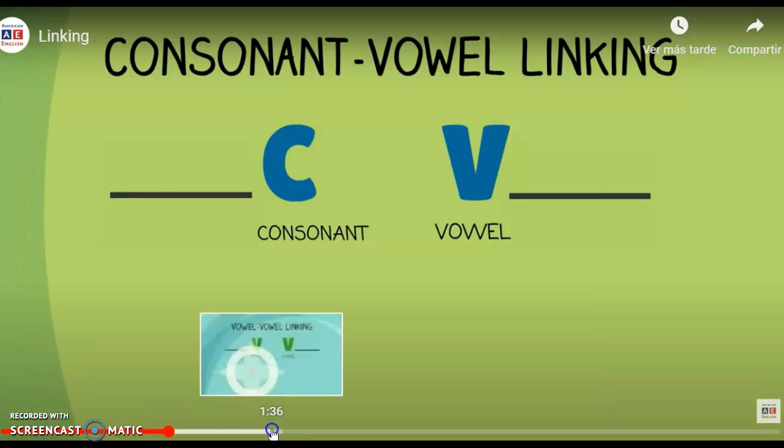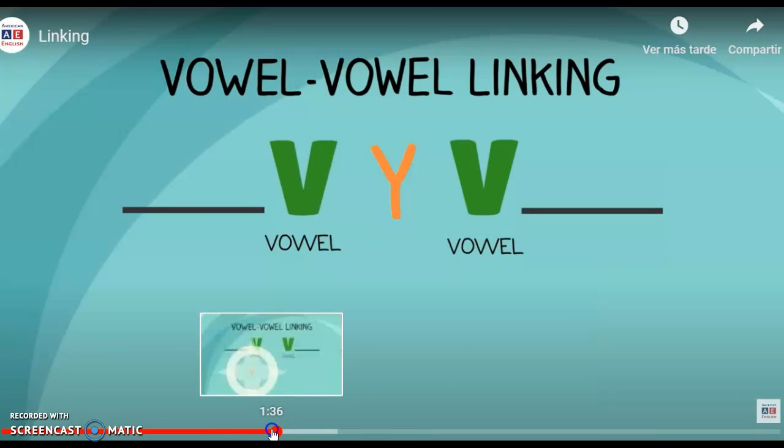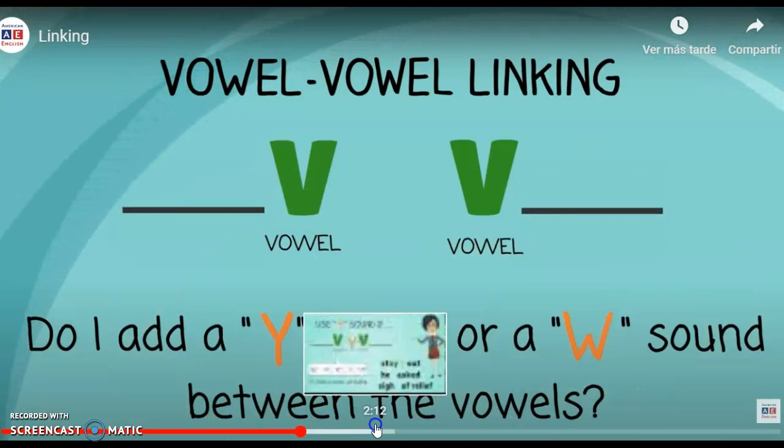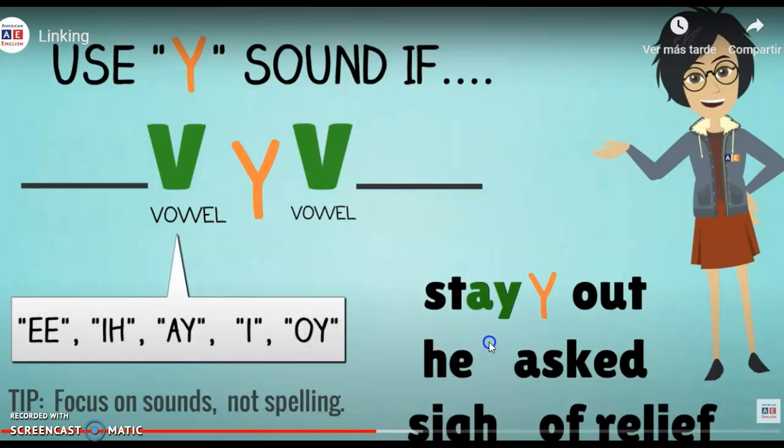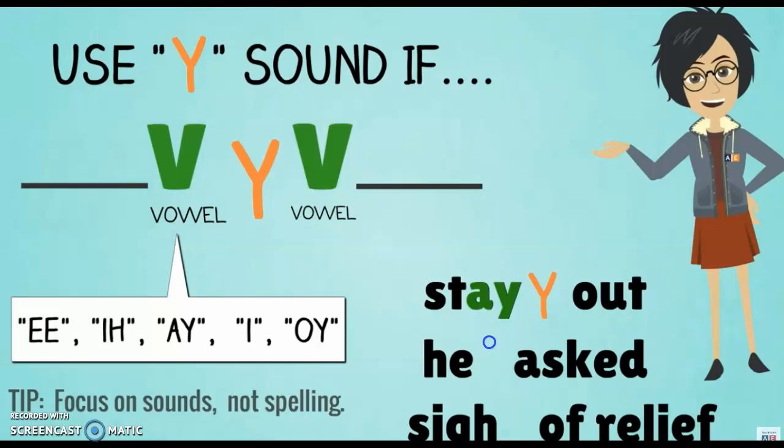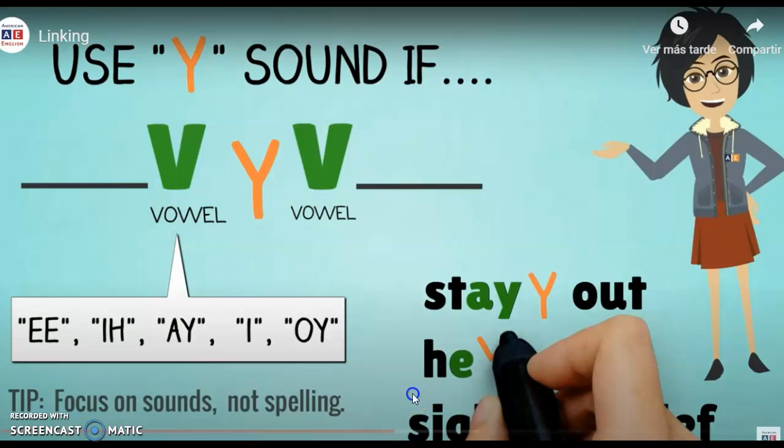When this happens, we pronounce the words as if the consonant sound had a y sound or a w sound in between the vowel sound at the end of the first word and the vowel at the beginning of the second word. So how do you know what happens even if there isn't a y in the spelling? He asked is pronounced like he yasked.